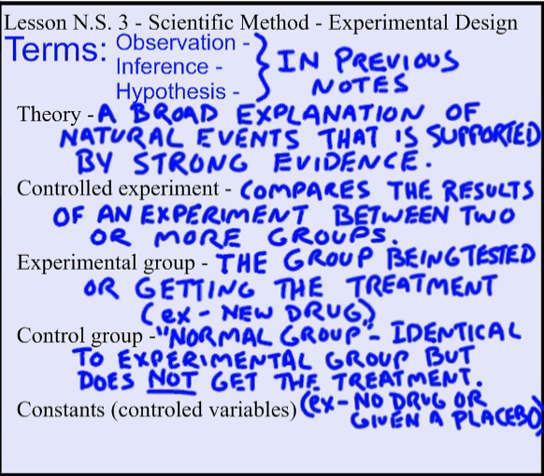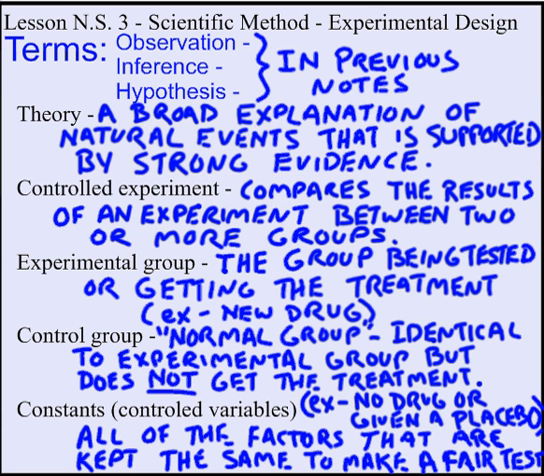And then finally, there are constants. They're also sometimes called controlled variables. I try to use the word constants all the time in class so as not to get them confused with the control group or a controlled experiment. Constants are something very different.